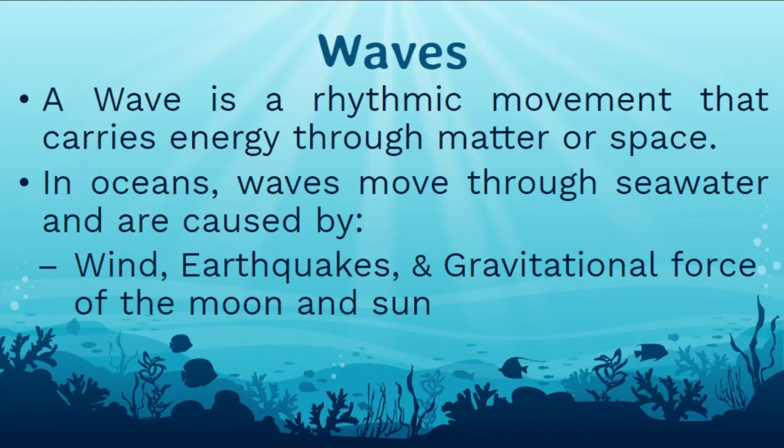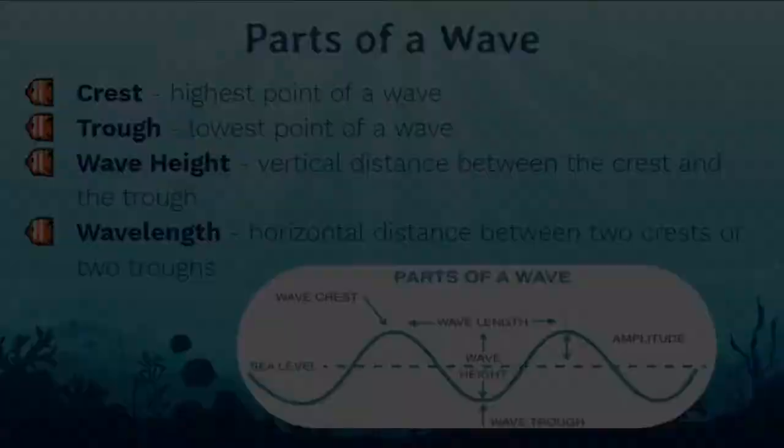Now, how are these waves created? Majorly through wind. We also have some from gravitational force from the moon and the sun, which we'll talk about when we get to tides. But earthquakes can create humongous waves, which we call tsunamis.